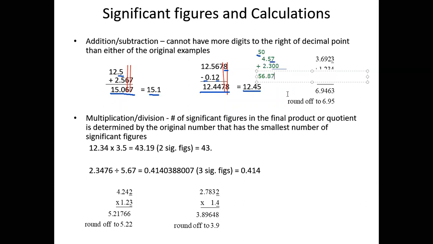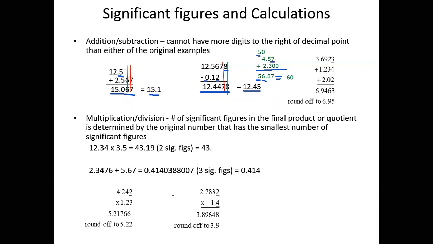56.87. So again, since 50, its significant placeholder, if you want to call it, is the tens place, we have to round to the tens place. So there's a 5, after the 5 is a 6, so we would round this to 60. Now again, this is not a very common thing, but I just wanted to stress the point that when we're doing addition and subtraction, we're looking at significant decimal places.